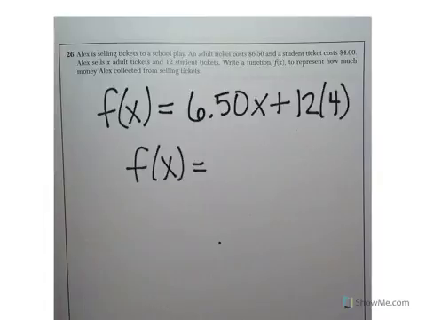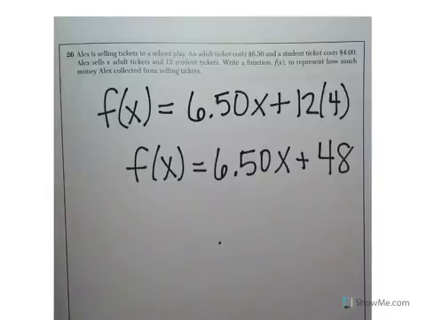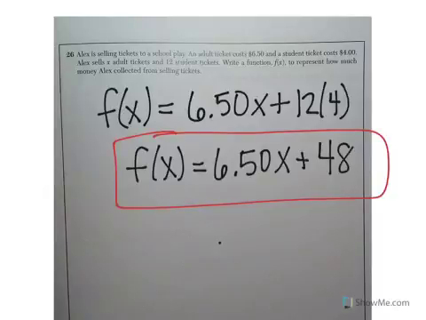So your simplified equation would be 6.50x plus, when I multiply 12 times 4, I get 48. And this is all you have to do. Make sure you read the problem. It doesn't ask you to solve for how many tickets. It just tells you to write a function to represent how much money Alex collected from selling tickets. Okay?